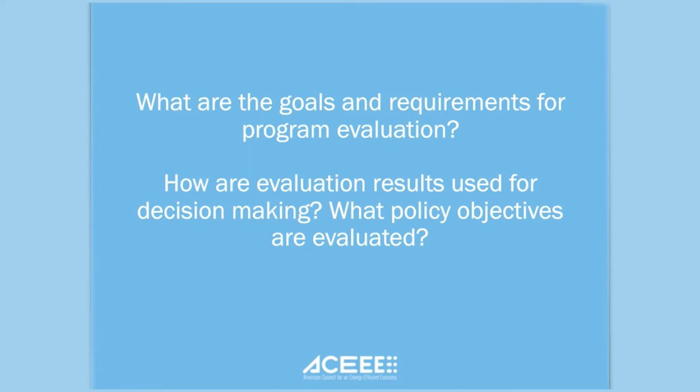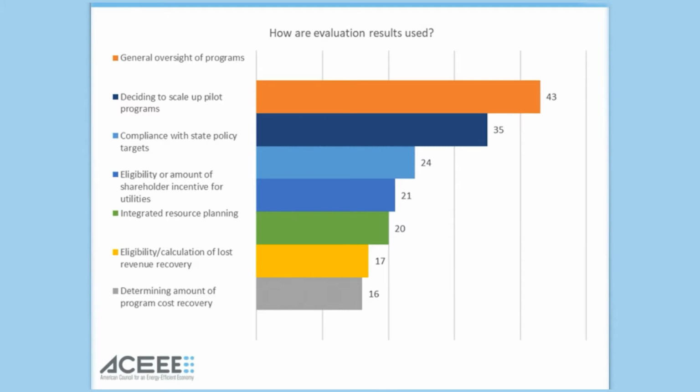All right, goals and requirements for program evaluation, and how are the results used for decision making? What policy objectives are evaluated? Again, this is looking at each state and how they use these evaluation results. Overall, almost all of them certainly use them for general oversight. How are the programs doing? Are they reaching savings goals? Are they reaching participation levels that are desired? And any number of evaluation questions get answered, and the results will inform stakeholders, administrators and regulators. Deciding to scale up pilot programs, I think that's clearly an effective use of evaluation before going to full scale. I think a lot of pilot programs are used.